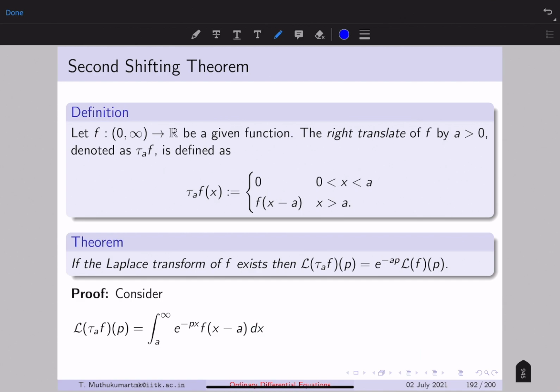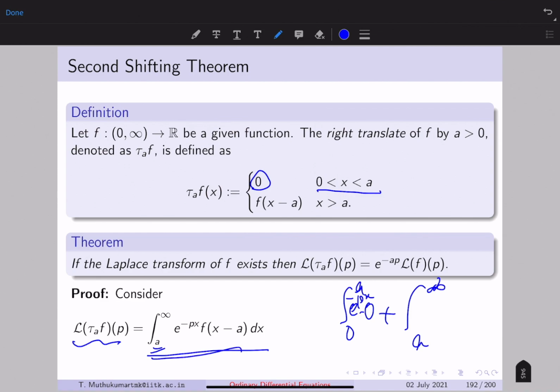So let's start with the Laplace transform of the translate function, which by definition is this. Because for x less than a the value is 0, the integral starts from a to infinity and not 0 to infinity. If you start with 0 to infinity it becomes 0 to a and a to infinity, and in 0 to a the function is 0, right? So this is by definition.